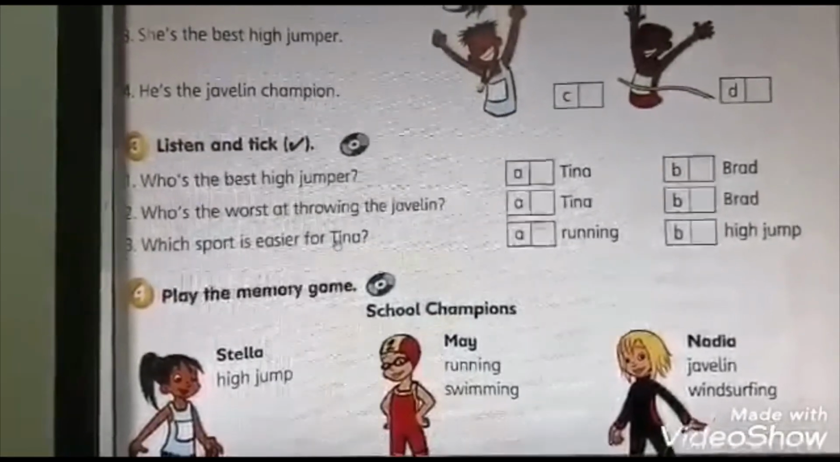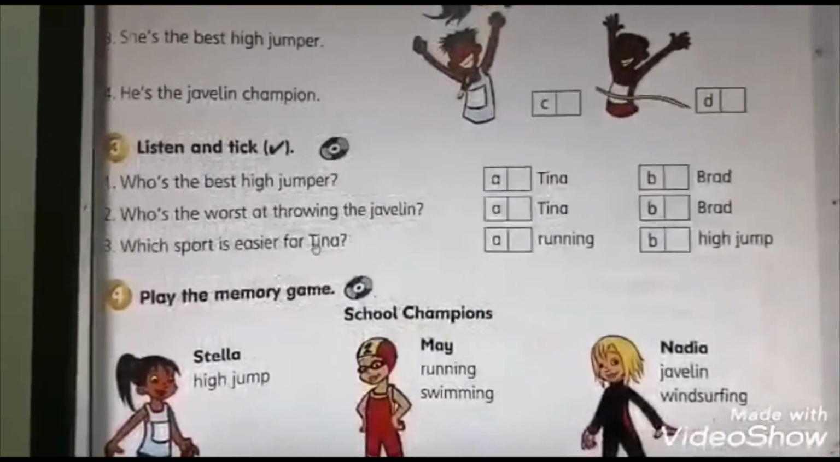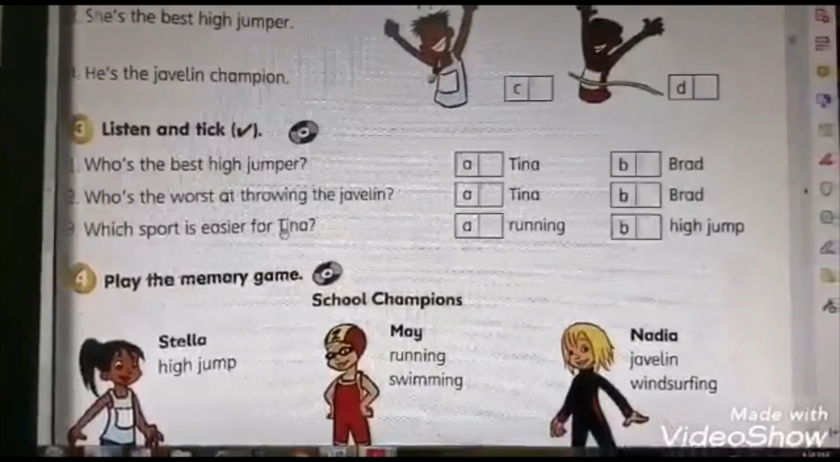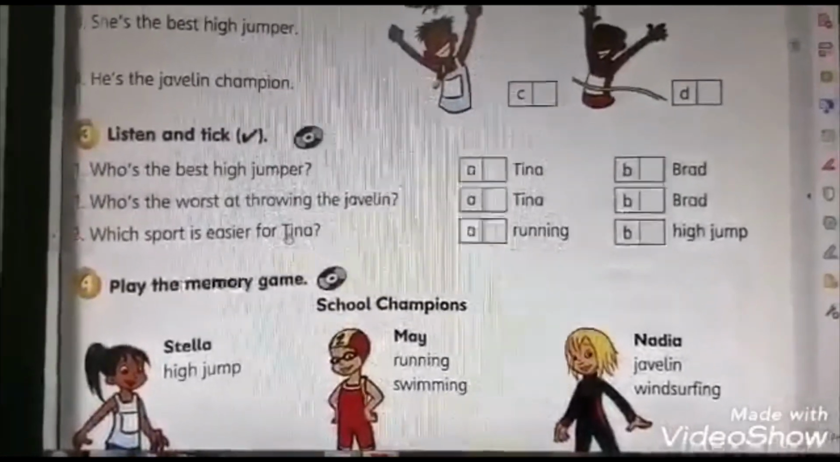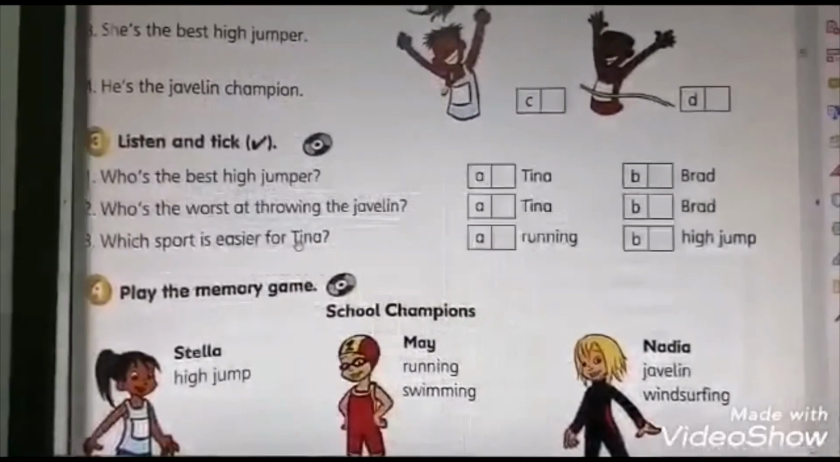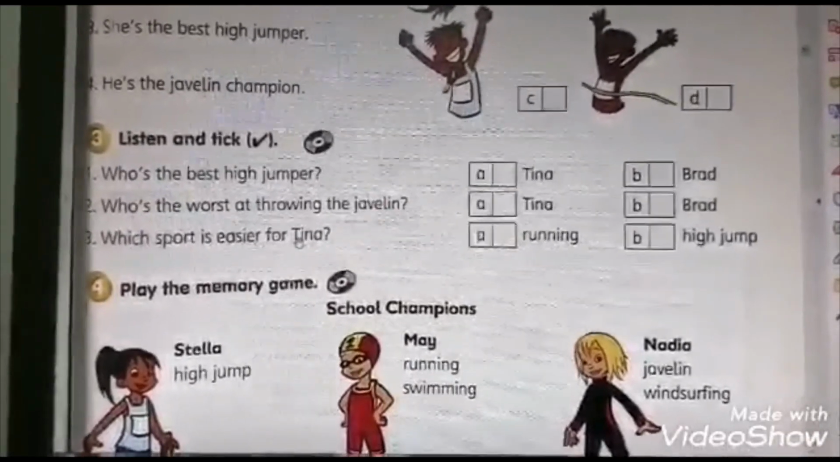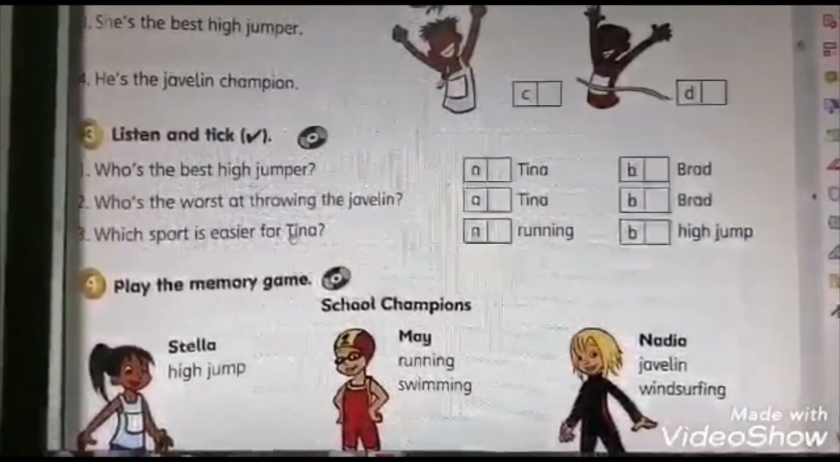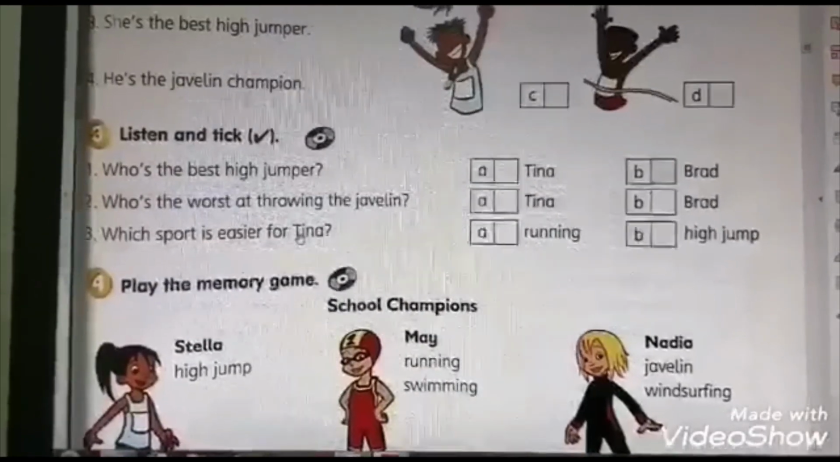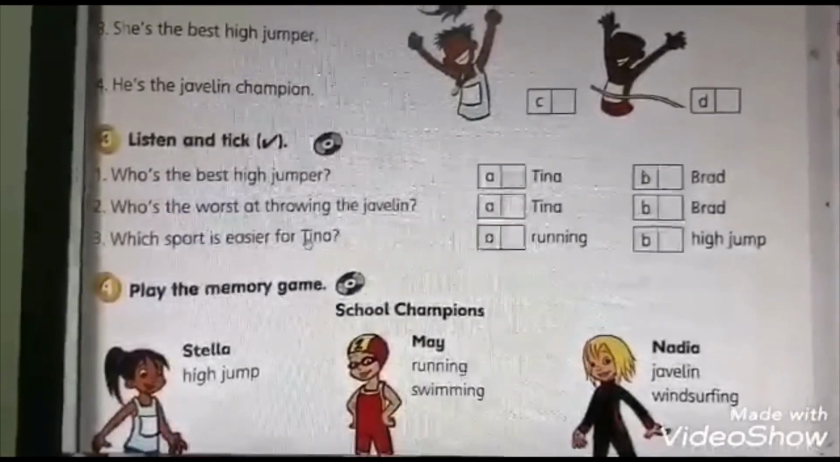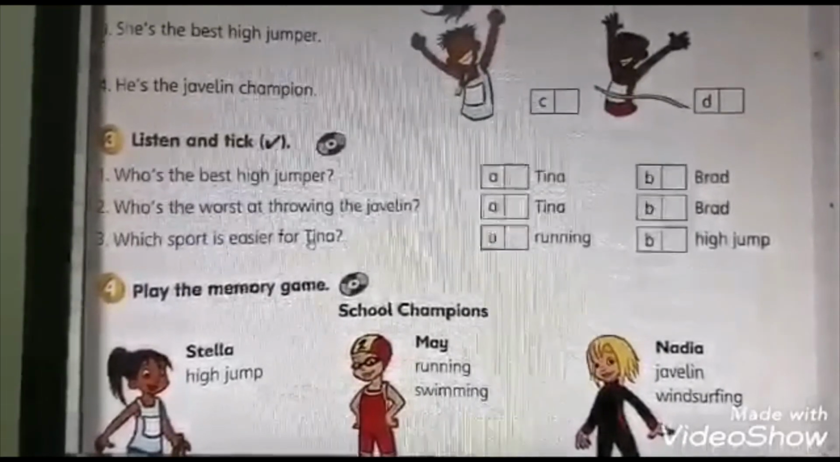Which sport is easier for Tina? So, Tina, which sport is easier for you? Running or the high jump? Well, I like watching people running, but I can't run very fast. And for me, the high jump is easier than running.